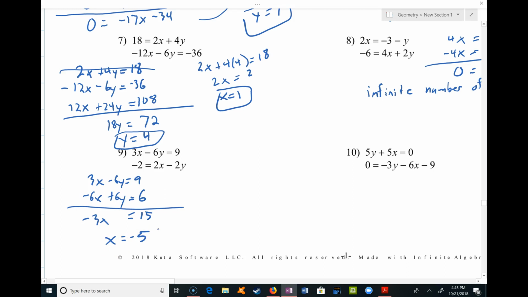Then I go ahead and plug in x for negative 5 in one of these equations. I'll pick the bottom one. So that'd be negative 2 is equal to negative 10 minus 2y. And I add 10 to both sides, and I get 8 is equal to negative 2y. Divide both sides by negative 2, and I get negative 4 is equal to y.